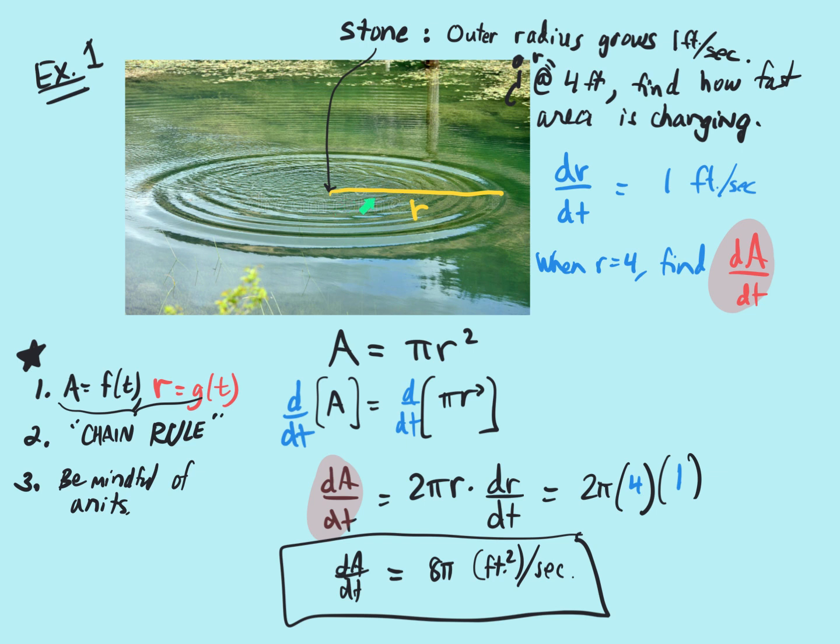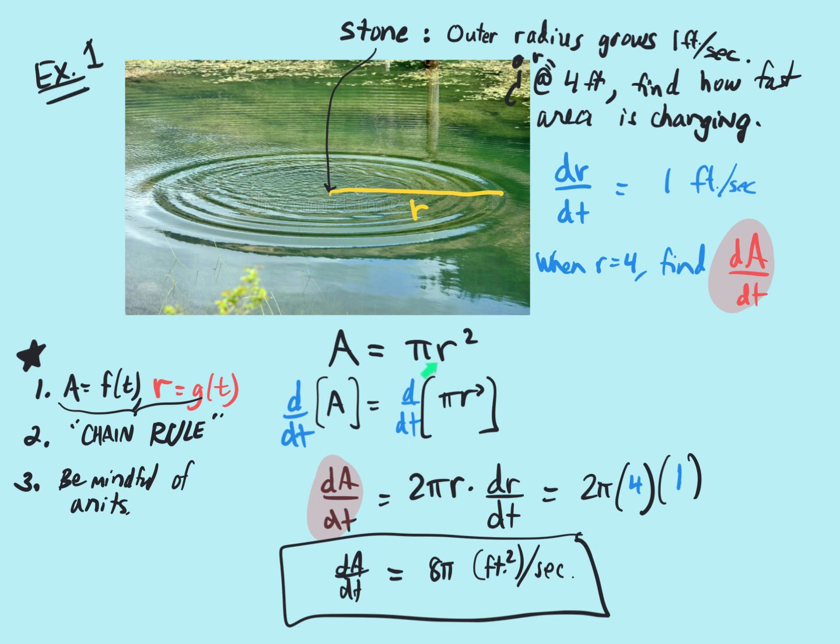For the stone in the pond problem, all we had to draw was a radius. The circle's already drawn for us. They told us that the radius's rate of change is 1, and they asked for how fast the area is changing when the radius was 4. So the equation is just the equation for a circle.